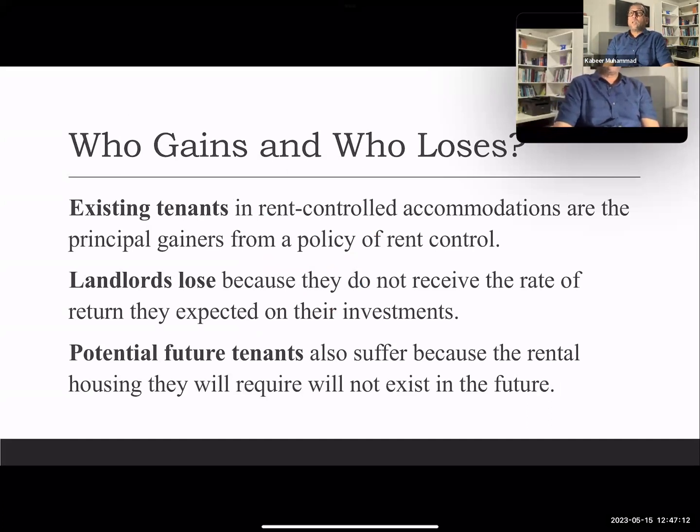So who gains and who loses in this controlled market, the rent control market? Existing tenants in rent controlled accommodation are the principal gainers from a policy of rent control. Landlords lose because they could get more rent, but because of the price ceiling they cannot, and the expected rate of return on investment is low. Potential future tenants also suffer, because the shortage creates real trouble for people searching for a new residence or a new rented house.